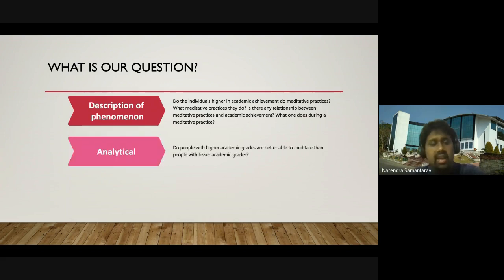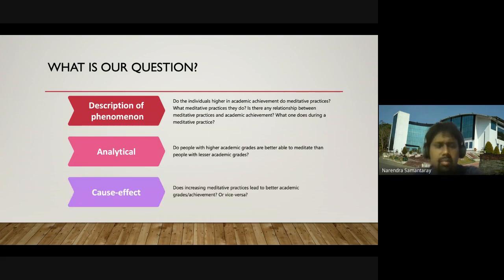Second can be analytical in nature. Say, for example, do people with higher academic grades better able to meditate than people with lesser academic grades? Here I'm trying to compare people with higher academic grades and another group of people. In the previous descriptive part, you're not comparing anything; I'm just trying to describe the phenomenon. But here I'm comparing. A comparator is there. Are people with higher academic grades better able to meditate than people with lesser academic grades?